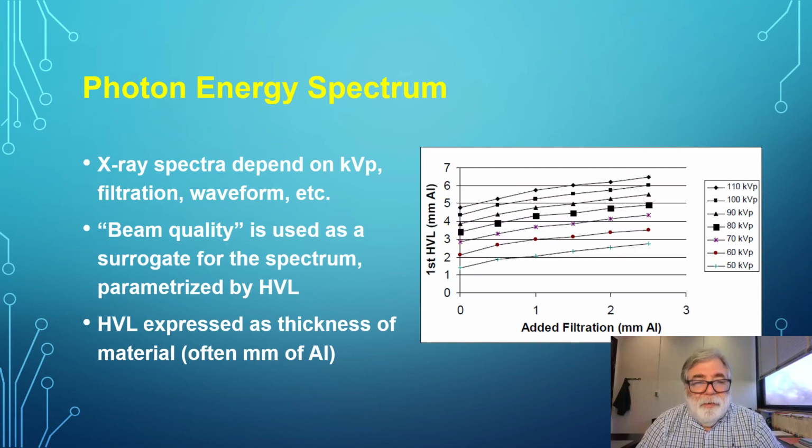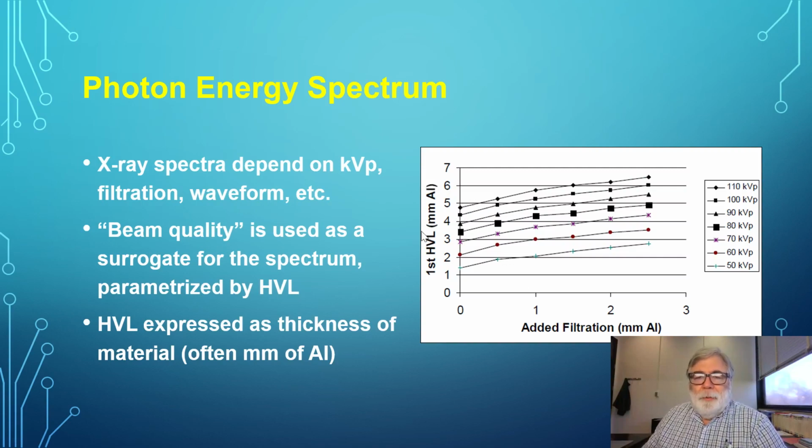It's parameterized in how much of a material is necessary to reduce the beam in half. We talked about that before. And so that's going to be one of the parameters that's going to be important for us when we try to do dose assessment for patients.